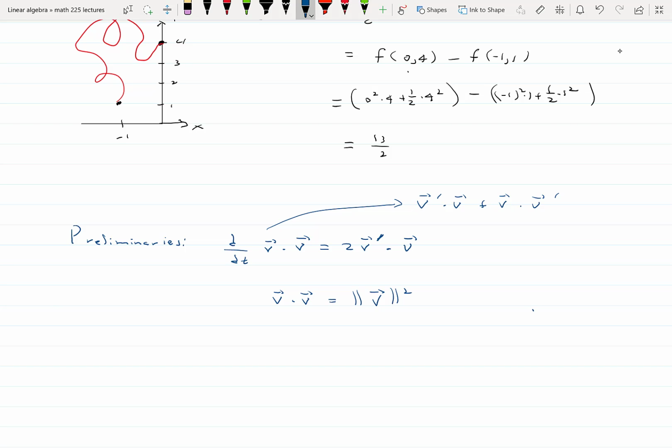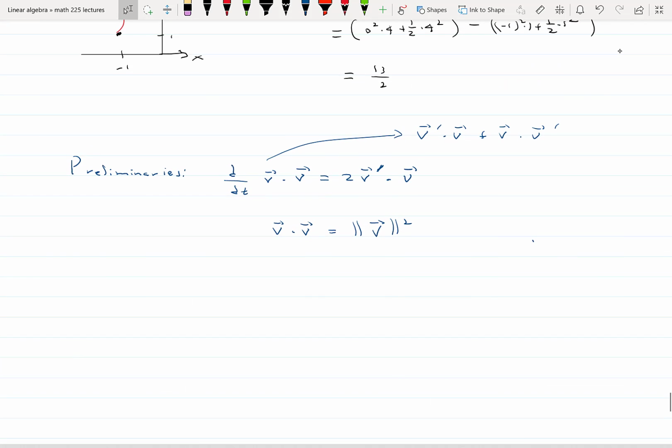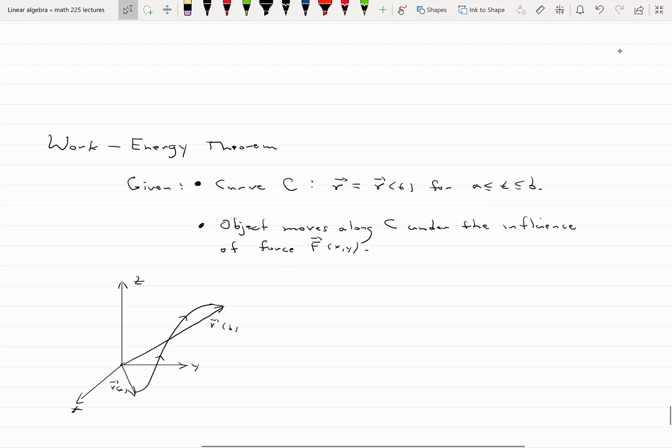The second is from really early in the course: when you take a dot product of a vector with itself, you get the length of the vector squared. Okay, so we need those two things, and we'll need them in about 30 seconds to a minute.